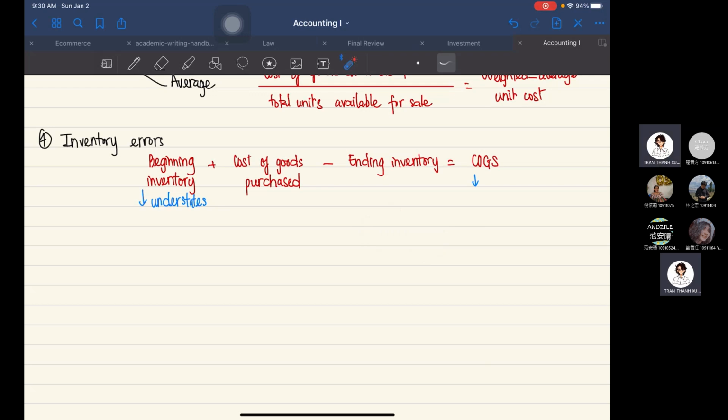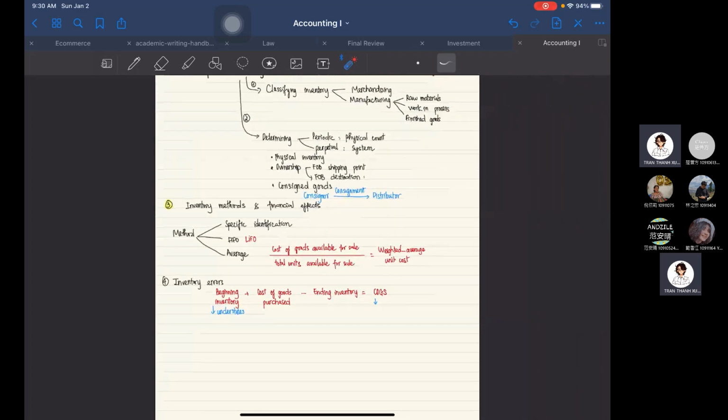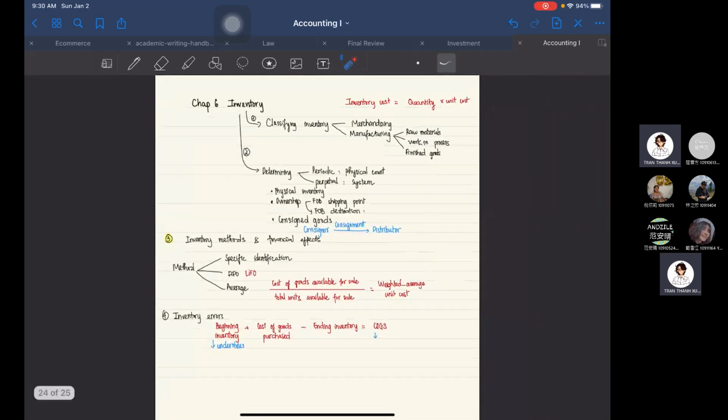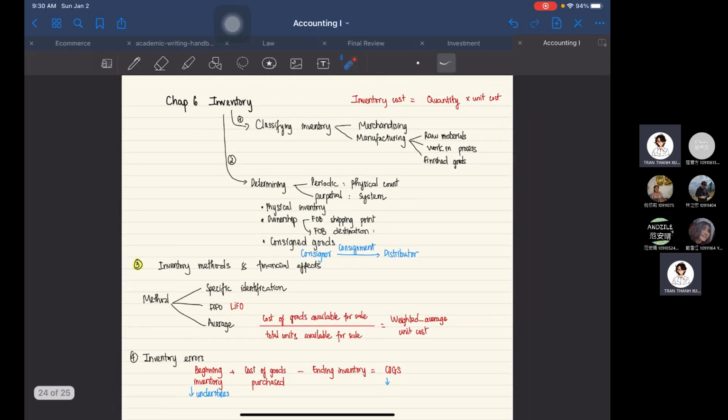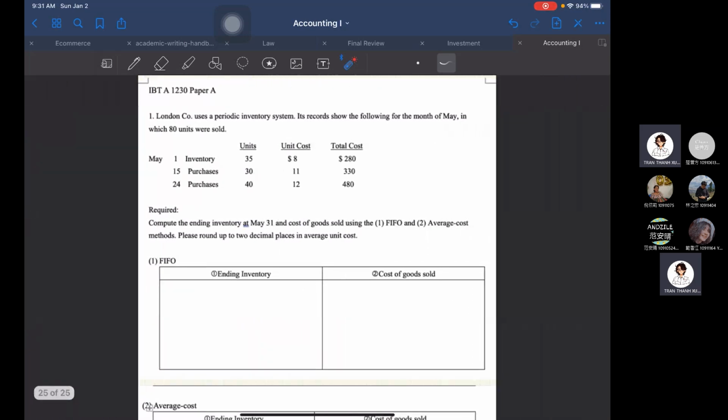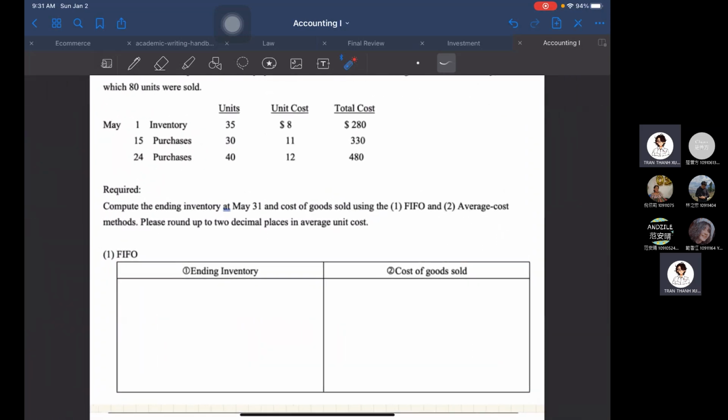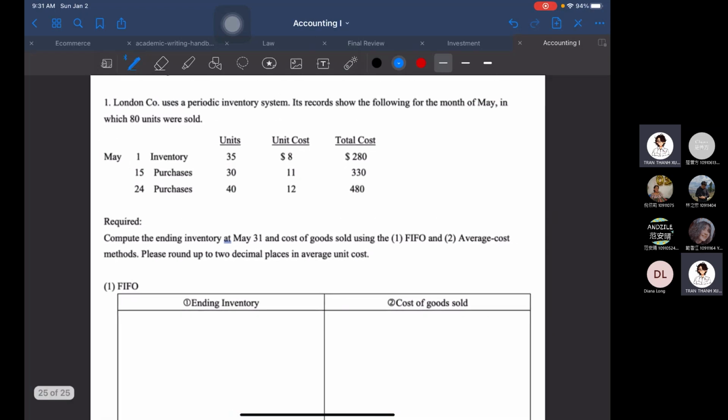Do you get it? So here is what you should especially remember for chapter 6. So let's start with your previous quiz, which may give you more information about this chapter.